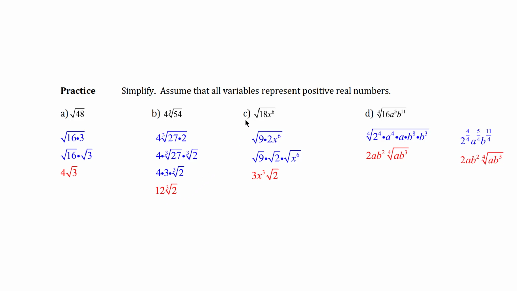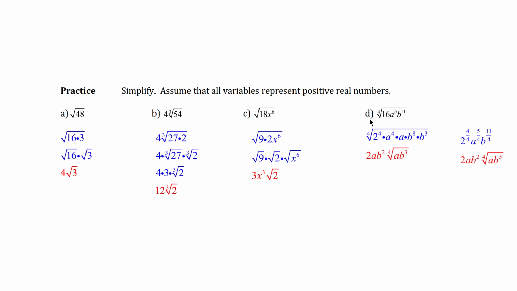For part C, I rewrote this as the square root of 9 times 2, x to the 6th power. Next, I use the product rule. I have the square root of 9 times the square root of 2 times the square root of x to the 6th power. Taking the square root of 9, we get 3. Taking the square root of x to the 6th power, we get x cubed. And then we bring down the square root of 2. Our final answer is 3x cubed square root of 2.